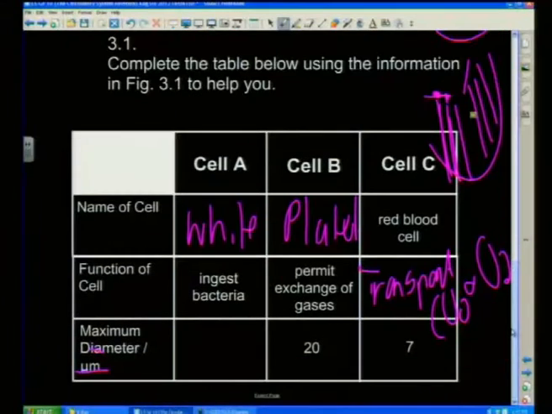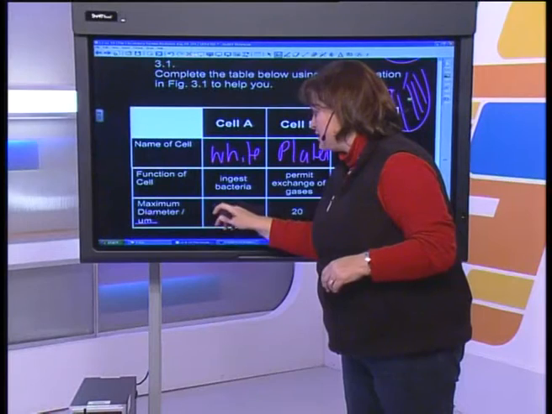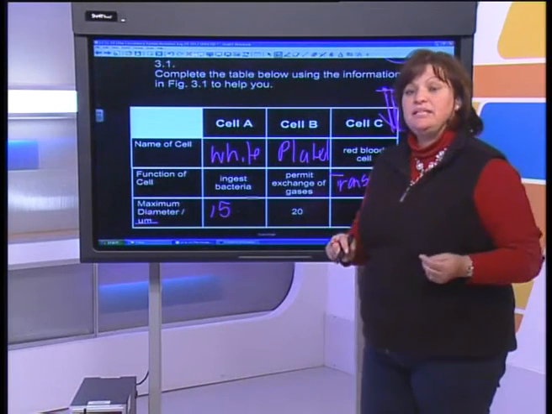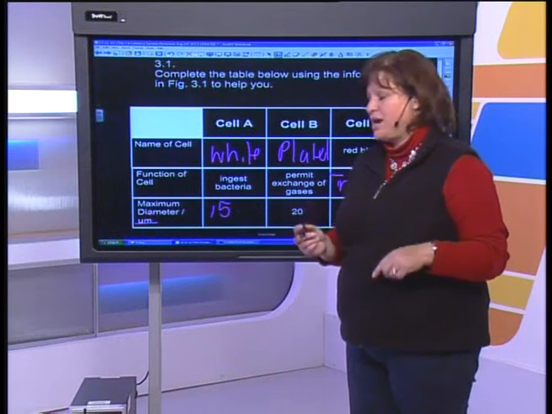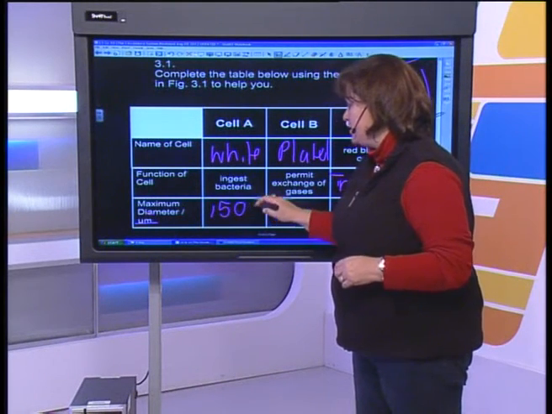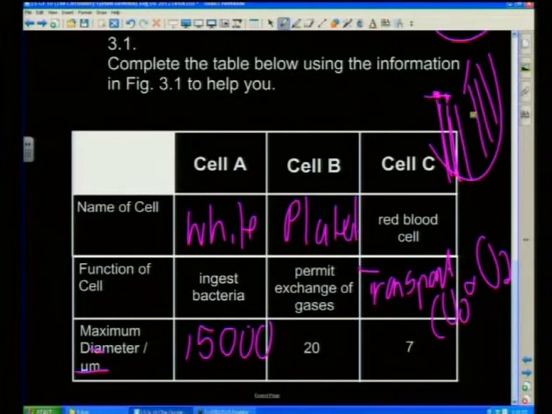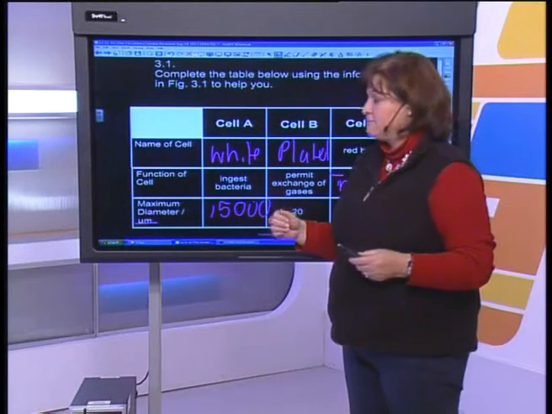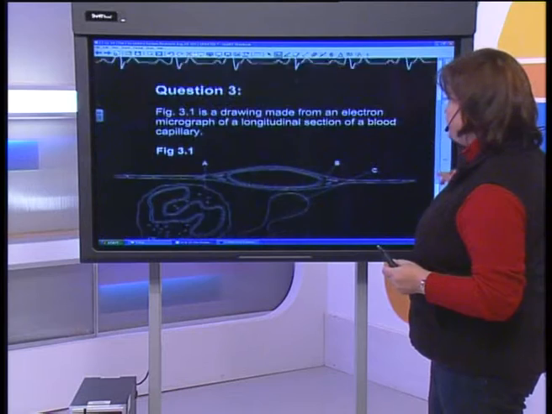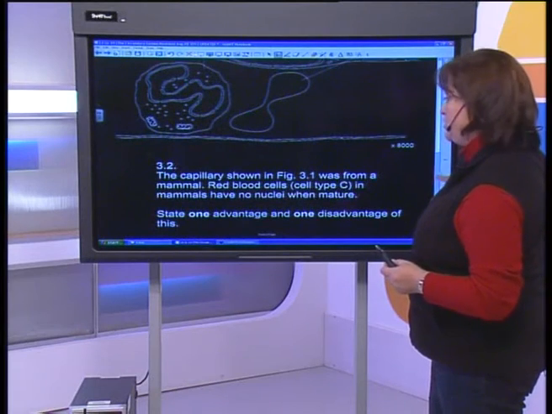What do we do? I'm just going to say, for example, let's say it was 15 millimeters. How do we convert to microns? We times by 1,000. 1, 2, 3. So there we're going to get the maximum diameter in microns. Okay, let's carry on to the next question.